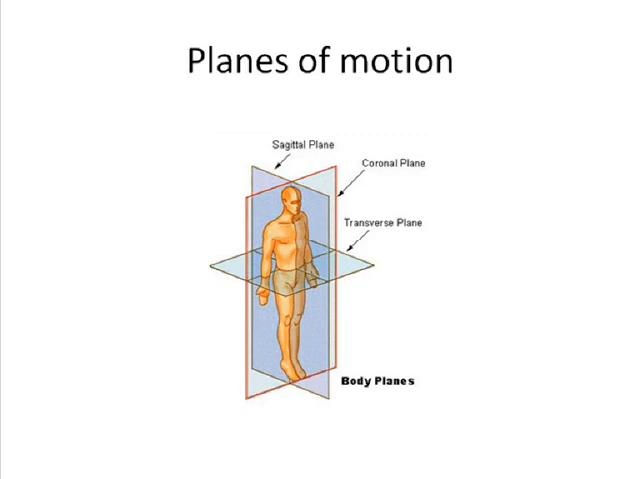It is the plane in which the movements of ab and adduction occur. Finally, the horizontal or transverse plane divides the body top and bottom. It is the plane in which the movements of internal and external rotation occur.